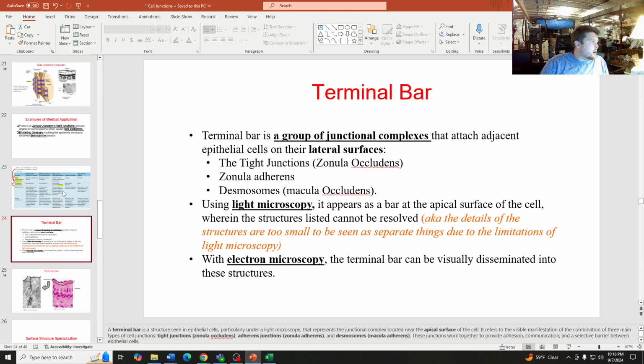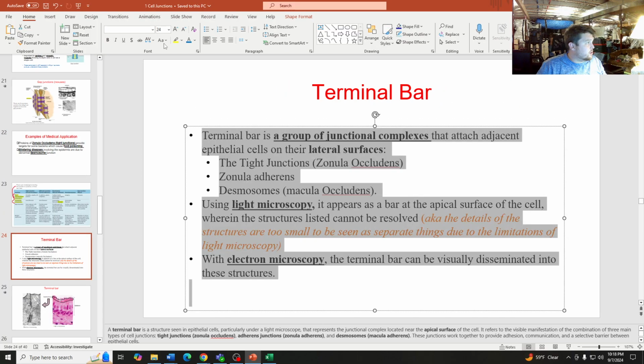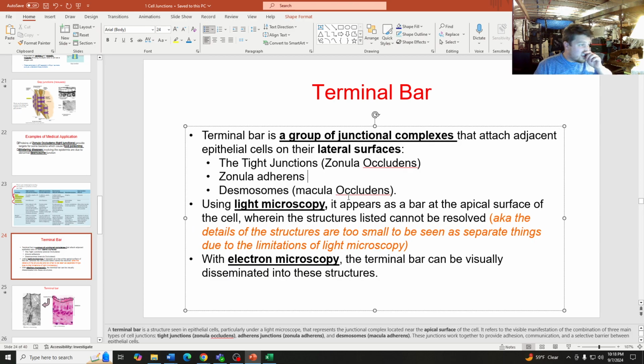Terminal bar. One sec. Arial. I don't know why that font changed. I like consistency through everything, so let's make sure we change that. Okay.